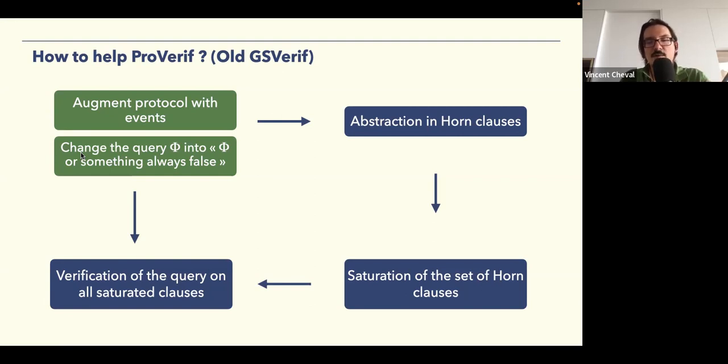So here, phi or something else false, it's easy to see that, of course, it is equivalent to phi. Why it's very helpful to ProVerif is something that we're going to discuss. But that's the general idea of what we do in GSVerif, and it also explains why GSVerif is a front end, in the sense that we only modify the input process and the input query. The rest is exactly the same as ProVerif. So we just provide a new file to ProVerif without modifying its algorithm.